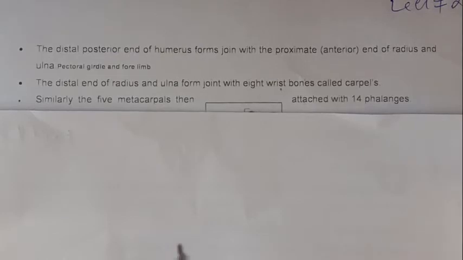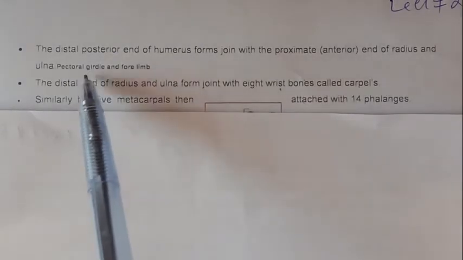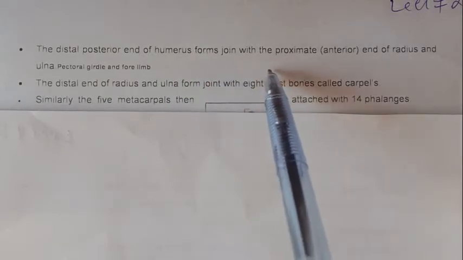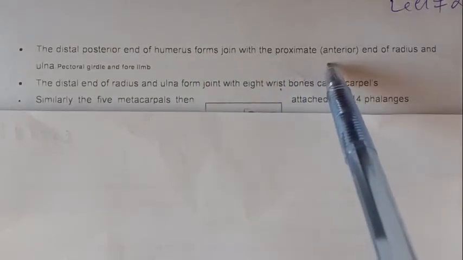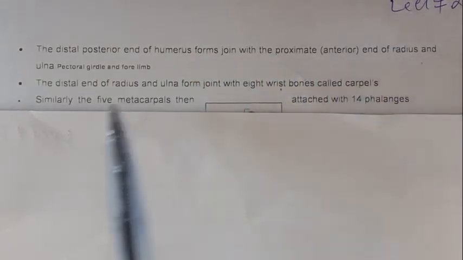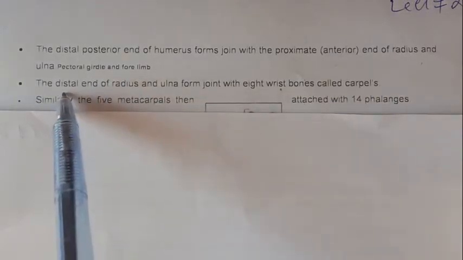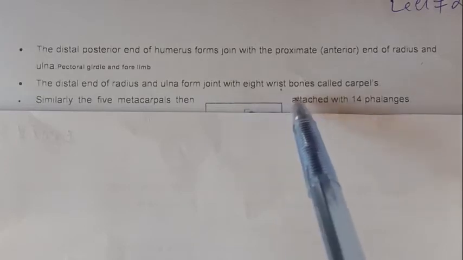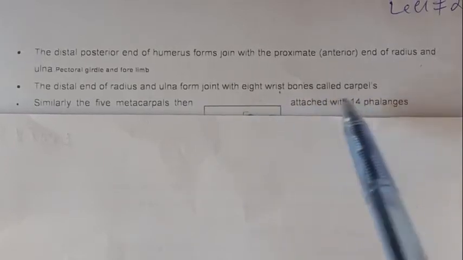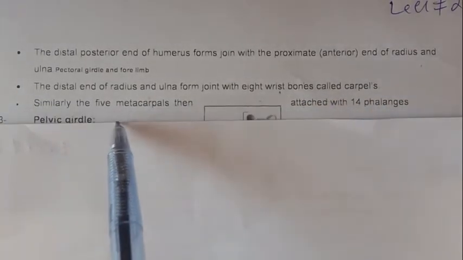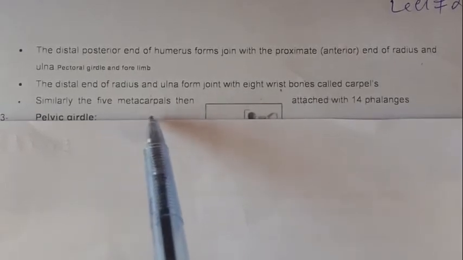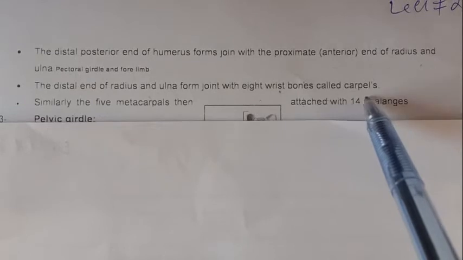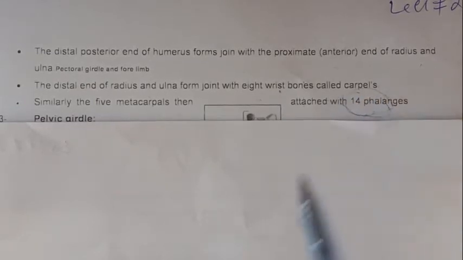Further discussion about the forelimb. The distal, the last end of humerus joins with the proximal, meaning the first end of the radius and ulna. The distal end of the radius and ulna forms joints with the 8 wrist bones called carpals. Similarly, the 5 metacarpals then attach with the phalanges, the 14 finger bones.